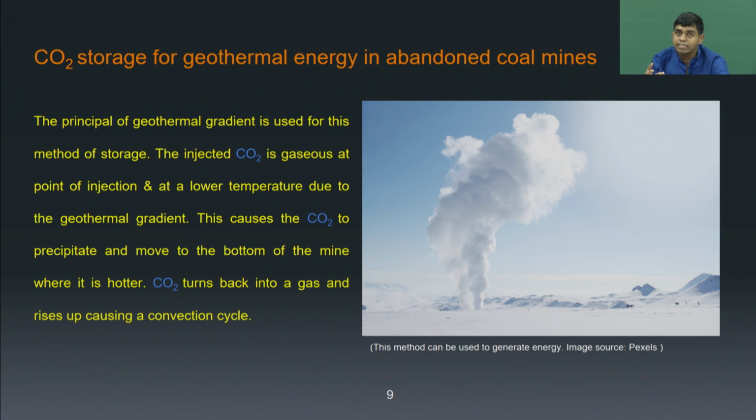The heated up gas rises and goes back into the top of the mine. This creates a convection cycle. Now in between, the energy that is used to heat up the CO2 gas can be used to generate geothermal energy for human consumption.